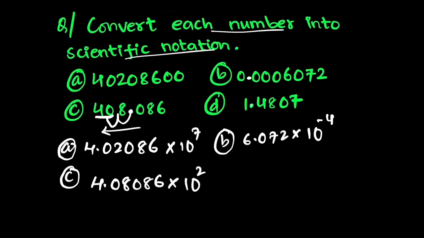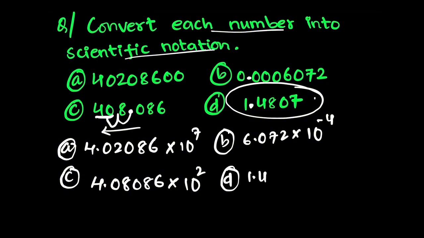Now this one. Spot the decimal point, which is right here. This number is already between 1 and 10, so you do not have to move the decimal point. So its scientific notation would be 1.4807 times 10 raised to 0. Raised to 0 because we are not moving this decimal point anywhere.